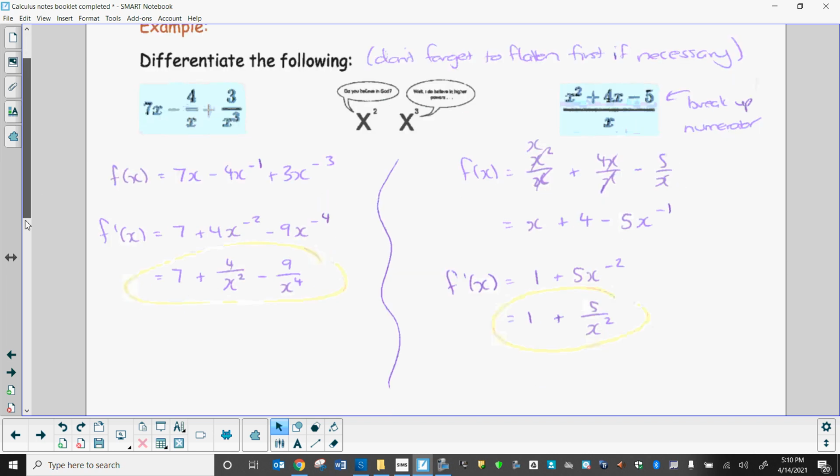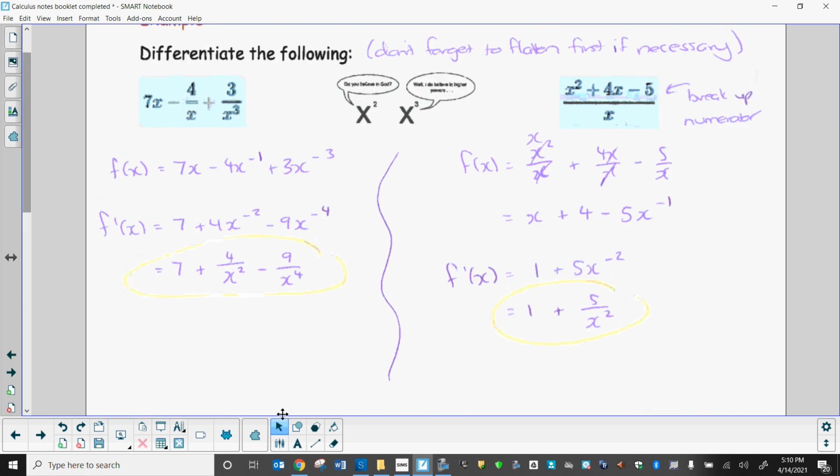The question didn't ask for positive indices, did it? So to be honest, that answer's okay, but practice turning it into positive indices because sometimes they ask you to. So both are fine for here, but we'll just practice this.